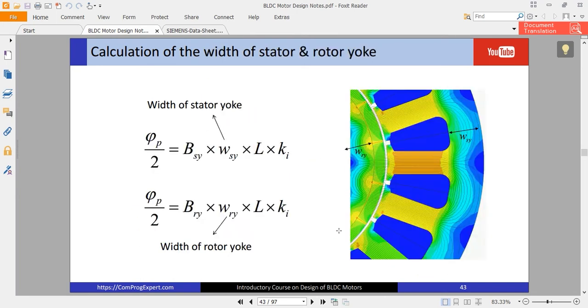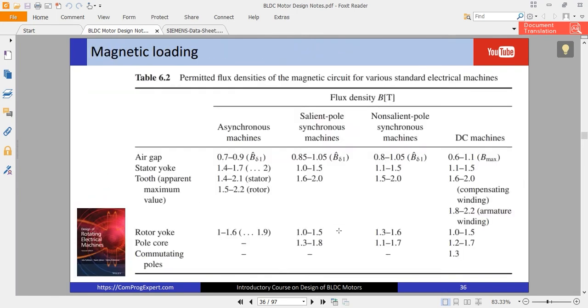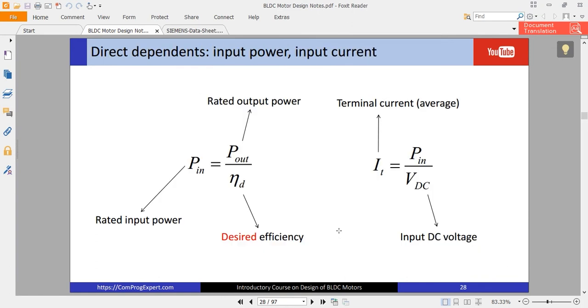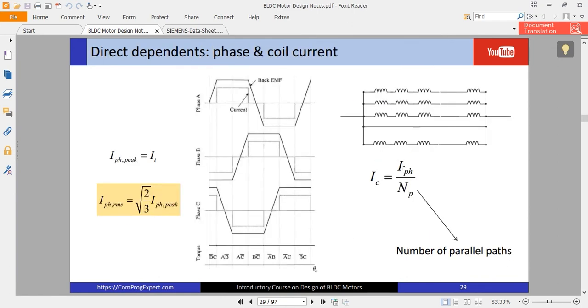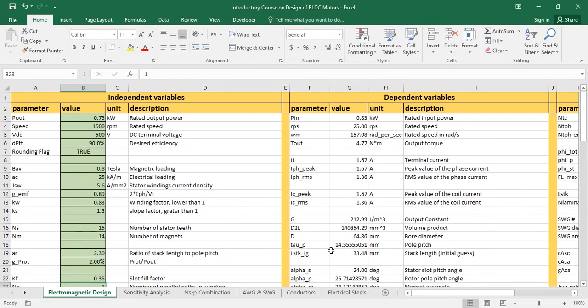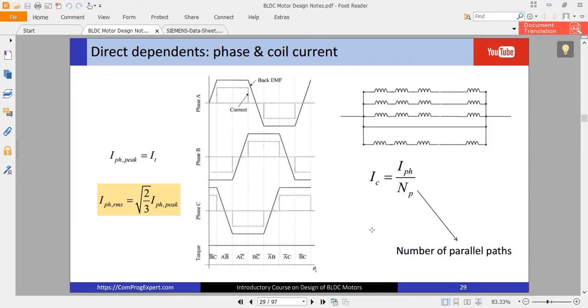Anyway, coil current is equal to phase current divided by NP. So I implemented this equation here. I calculated the peak value of the coil current and RMS value of the coil current. Because NP is 1, these numbers are the same.